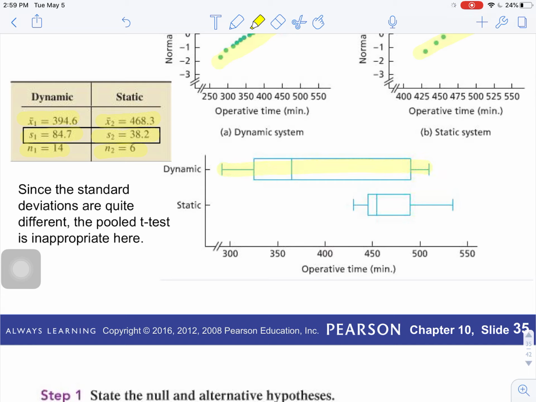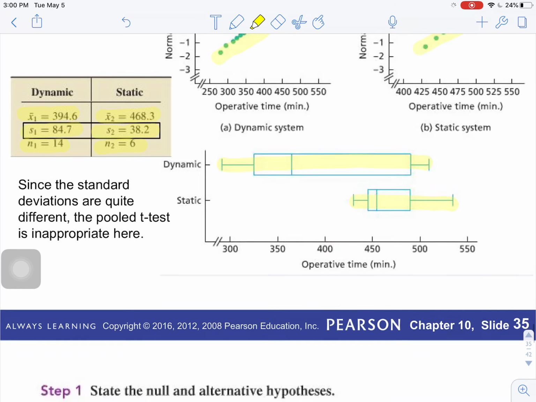You can also see right here with the spread. The spread is way far apart, so that's why you get a much larger standard deviation value for your dynamic system. And then the static is going to be much closer together. And because it's much closer together, that's why the sample standard deviation is 38.2, where it's much smaller.